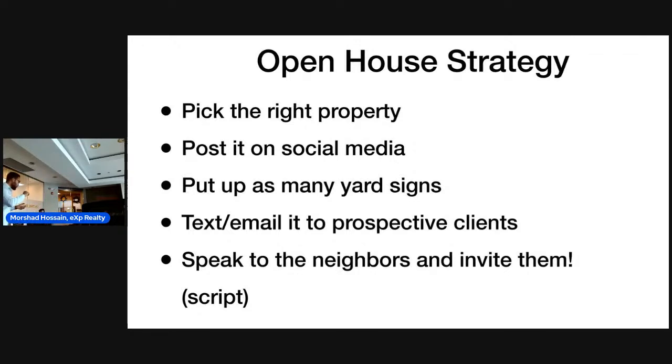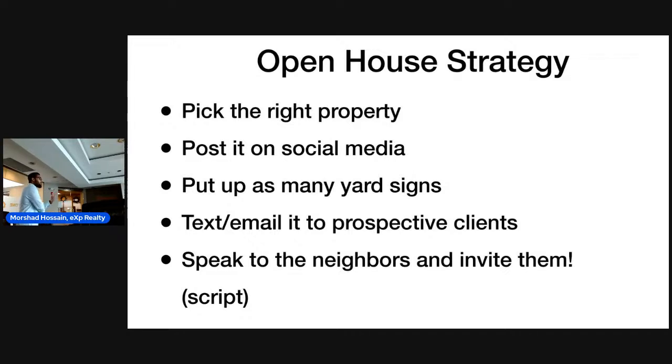When you knock on the door, you want to start off by introducing yourself. Hey, my name is Marshad, I'm with eXp Realty. I just wanted to take a quick minute of your time, let you know that this upcoming Sunday, we're hosting an open house on 123 Main Street, just a few doors down from you. I wanted to personally invite you to come by, take a look, and in case you know any friends or family who may be interested in moving, please let them know. I'm sure you'd love to have one of your friends or family hopefully move in as your neighbor, and that's it. And then you can ask them, do you think you'd be able to come by?